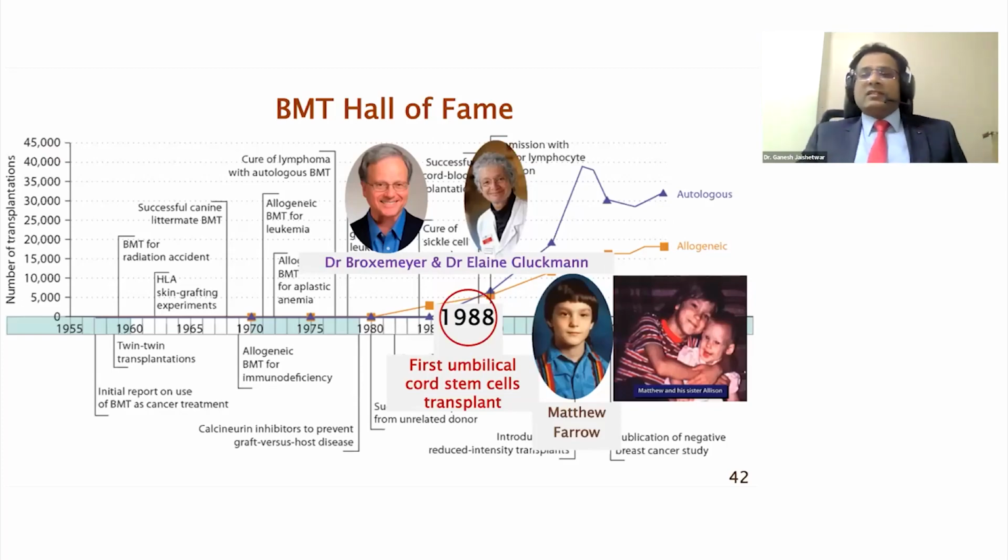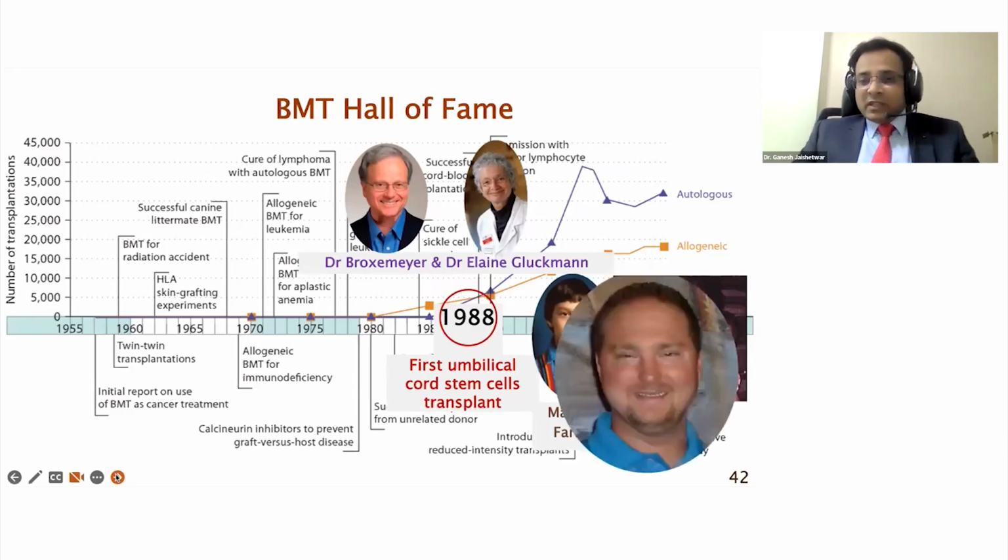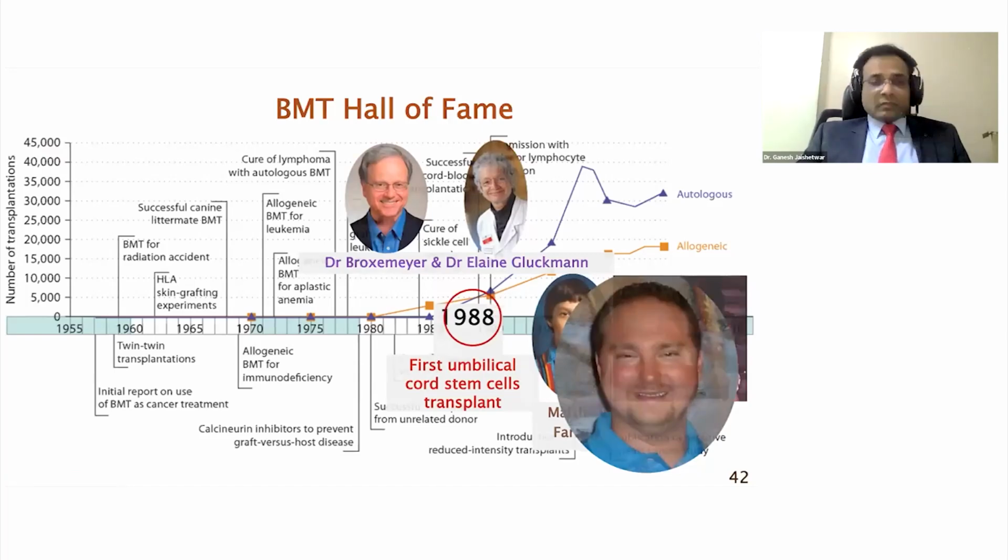So his younger sister, who was not yet born, his mother traveled all the way from North Carolina to Paris, France, where at the birth of his sister Alison, the umbilical cord blood stem cells were collected, and Matthew Farrow underwent the first umbilical cord blood transplant. And Matthew Farrow still continues to enjoy a healthy, normal life, and he works as a volunteer to generate and create awareness about umbilical cord blood stem cells across Europe and North America.